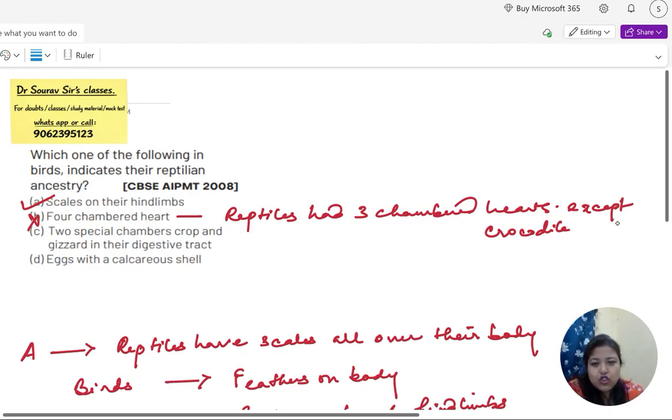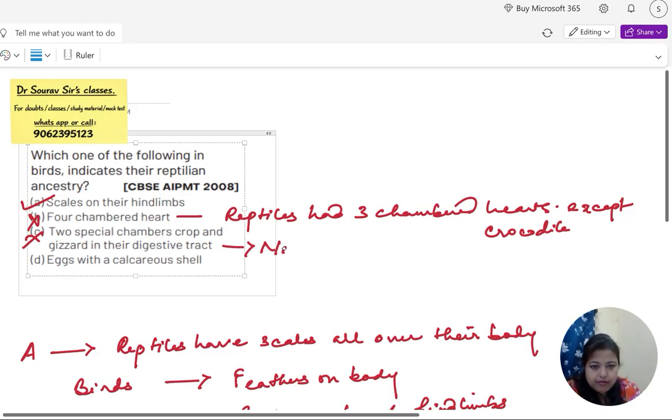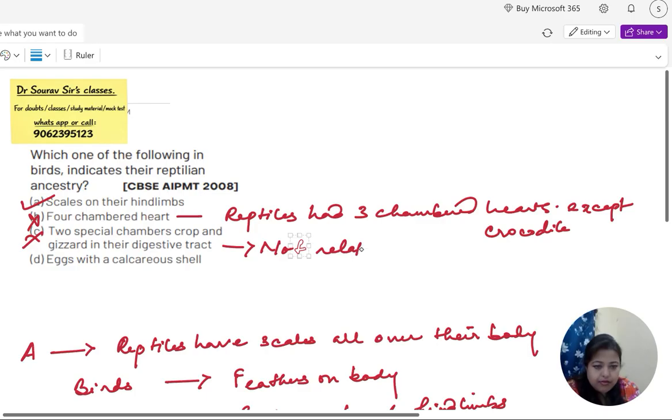Next is two special chambers, crop and gizzard, in the digestive tract. Again, birds have got special digestive adaptations, but this is not related to reptiles. So we have to find something which has some connection.